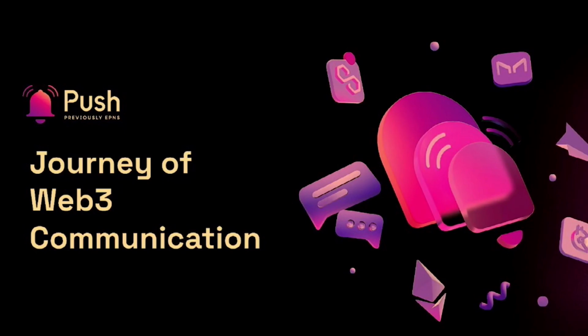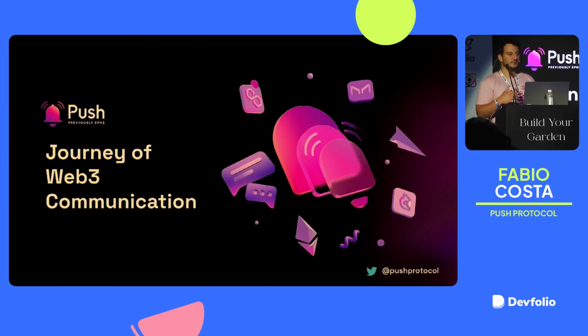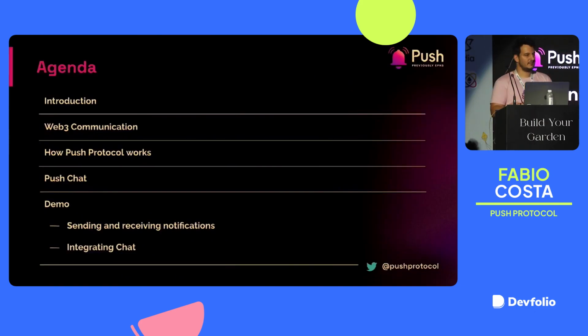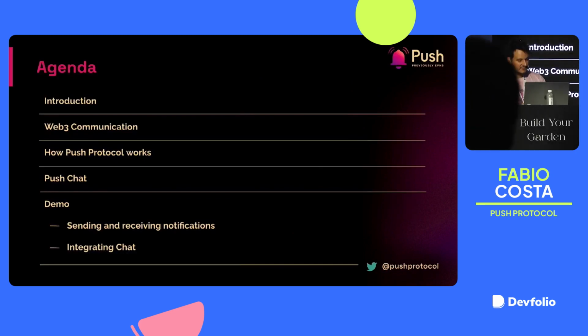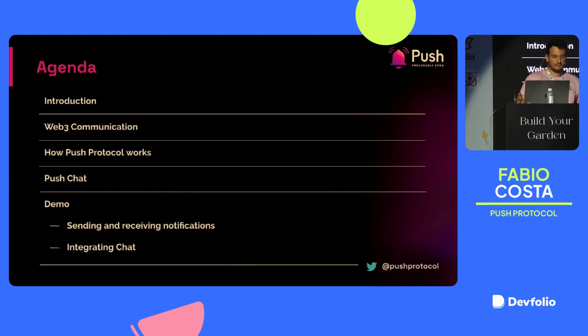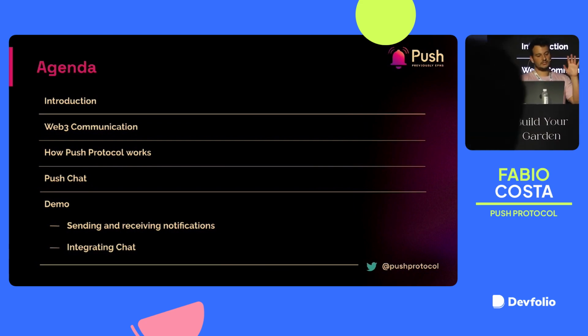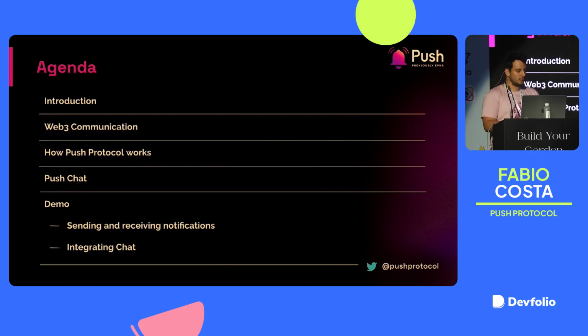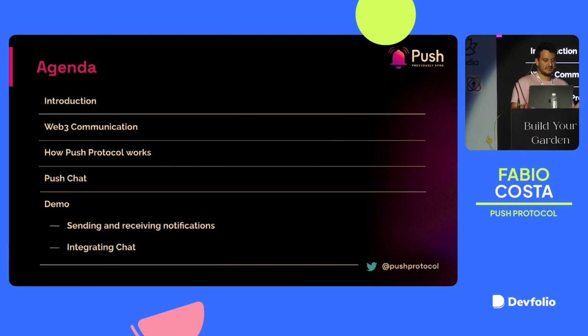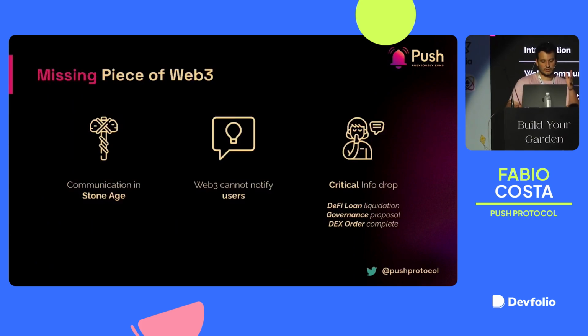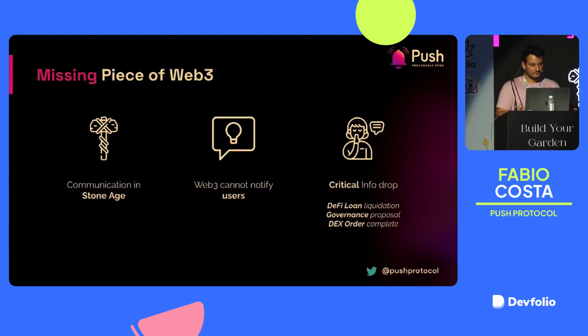And today we're going to be talking about, it's more of a workshop. We're going to be talking about different ways on how you can integrate communications into your own protocol, whether they are notifications or whether they are chat messages. So that's the agenda we're going to be covering today. Basically, web3 communication, the solution that Push Protocol offers. We're going to be talking about Push Chat, and we're going to be doing a demo. Most of the workshops are going to be hands-on.